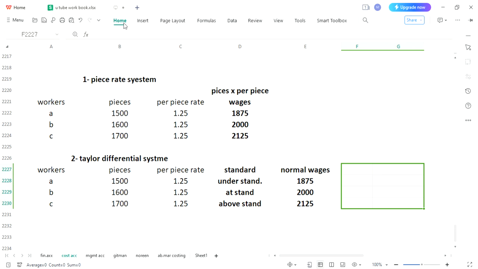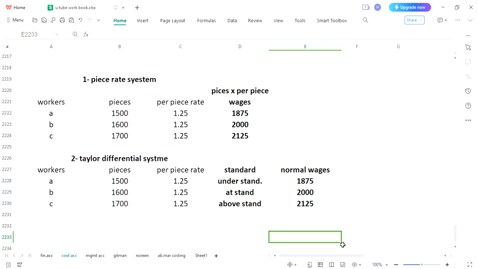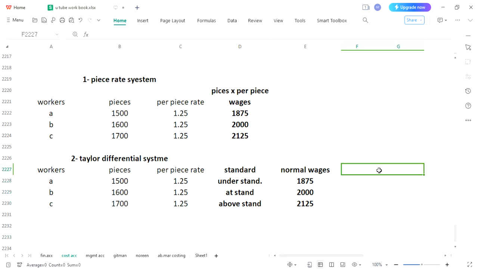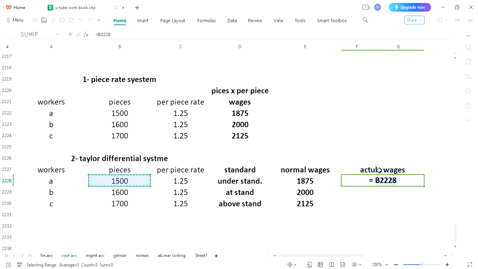But here we will be calculating actual wages to be paid. For this we will be following the standard set by Taylor, where if a worker had worked according to standard, he will be appreciated. So actual wages would be calculated over here. Standard is what? If a worker had worked less than standard, he would be paid 80%. That means 20% amount would be deducted. So this was original salary 1875. He would be paid only 80%. So please note it down. 1875 was the normal wage, but since he had worked less than standard, standard was 1600, so 20% amount would be deducted and he would be paid only 80%.